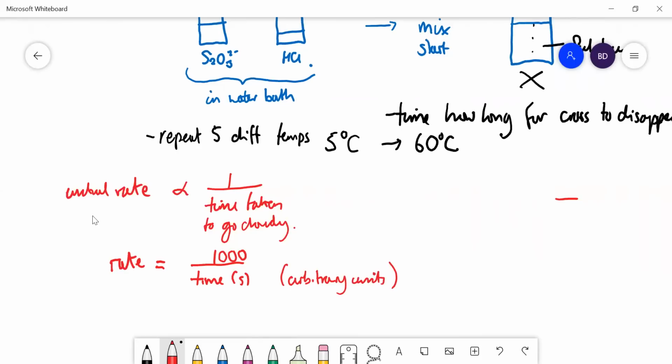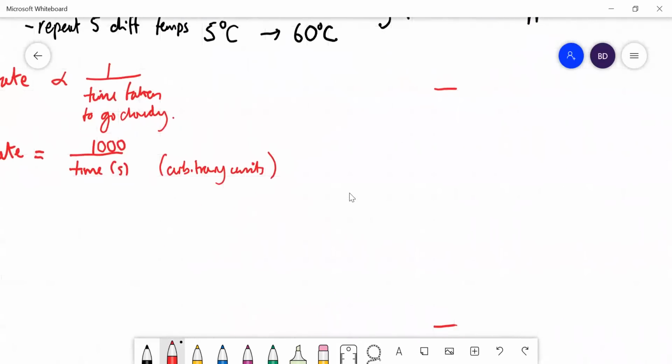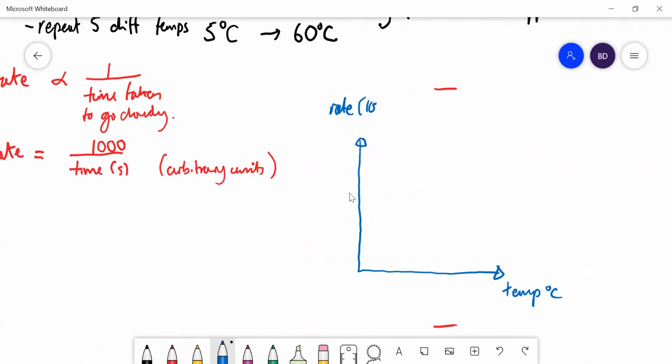And then you're going to plot that against the temperature, since you ask for a graph. Here's your axis. You're going to put the temperature on the x-axis. That's the independent variable. And you're going to have your rate on the y-axis, which is equal to 1,000 over the time. Now the graph you get wouldn't be a straight line. It will actually be an exponential. You'll get something like that.